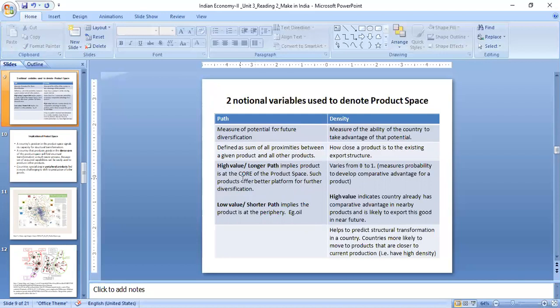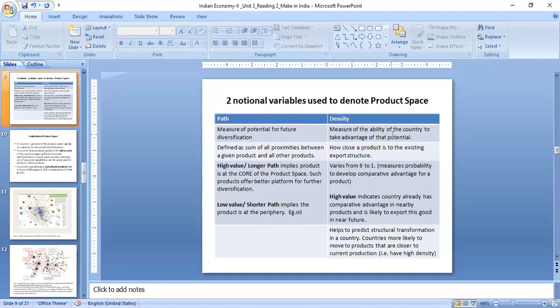So we can say that it is at the core of the product space, whereas a product which has a shorter path implies the product is at the periphery, that is, it does not have too many products close to each other.